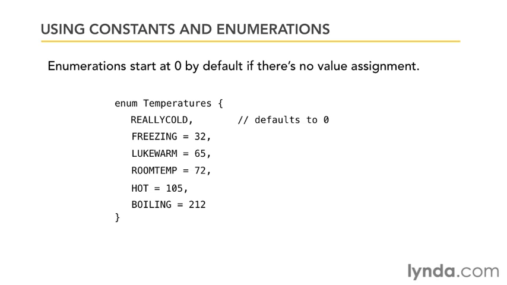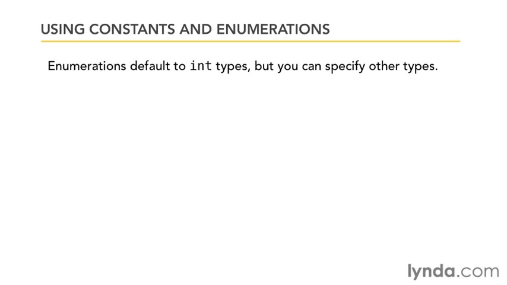So for example, if we were to put another definition in here right after freezing, which would be, say, just barely above freezing, and we didn't put an equal sign, then it would default to the value of 33 in this case. Now, enumerations by default are integer types, but you can specify other types if you want to.